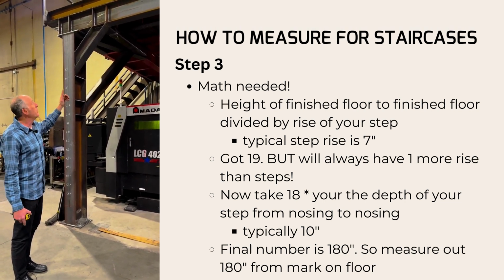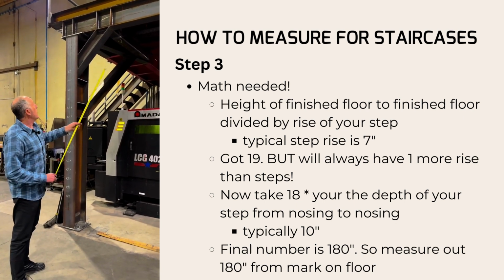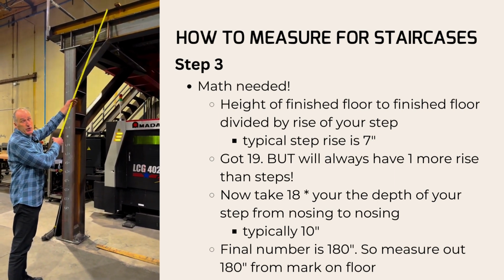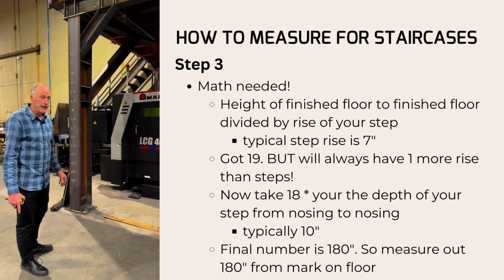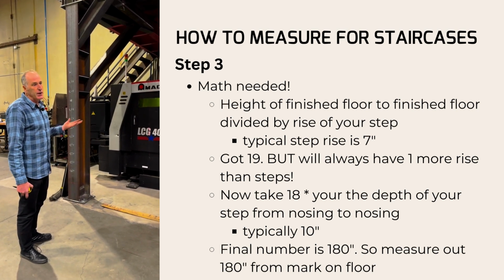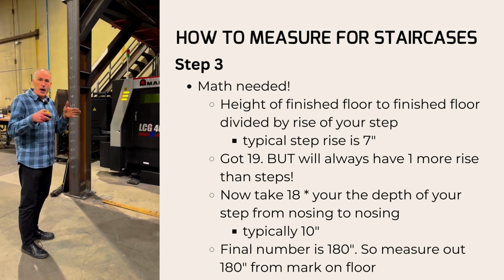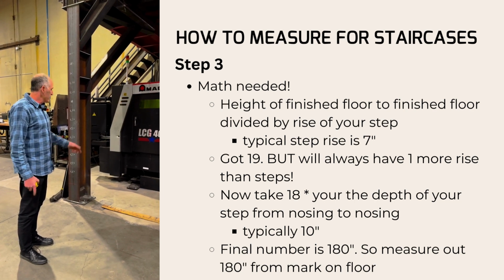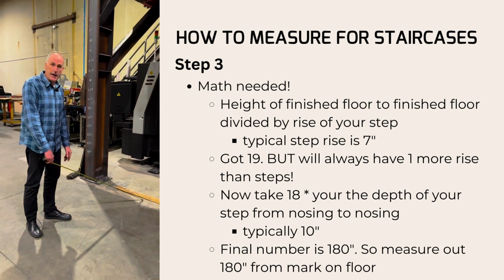Now you're always going to have one more rise than you do step, because your last rise is simply going from the step to the top of your landing. So we had 18 steps. That's what I know, okay? 18 steps, and we have your average run, or length of each step from nosing to nosing, is 10 inches. So that tells me I want to come out 180 inches from this line.